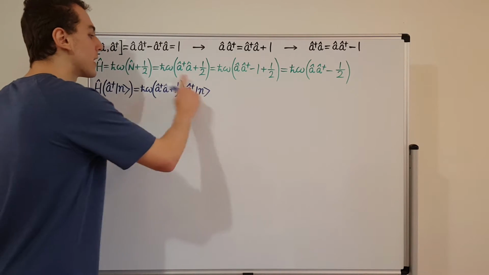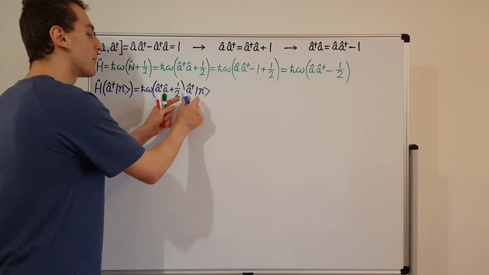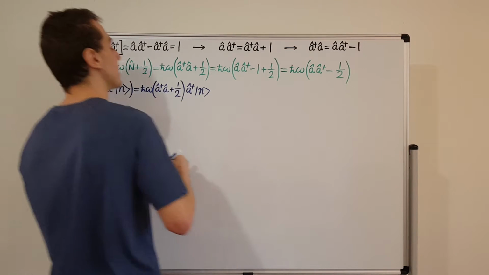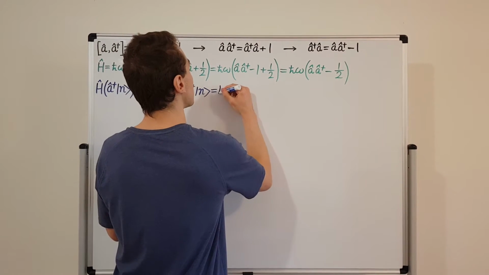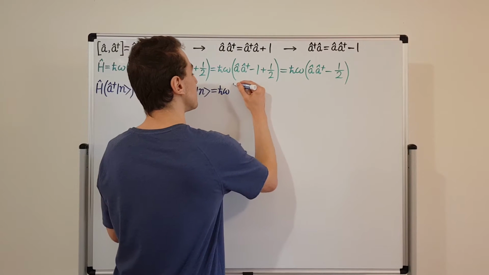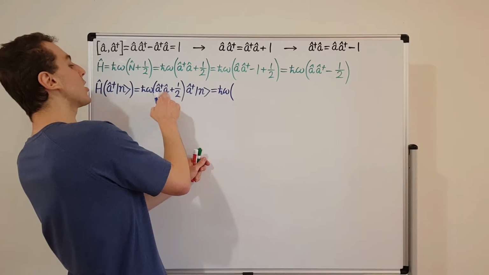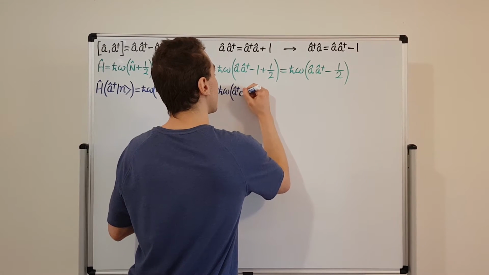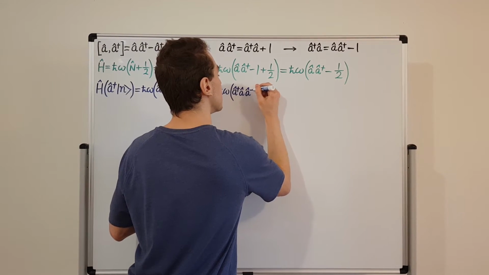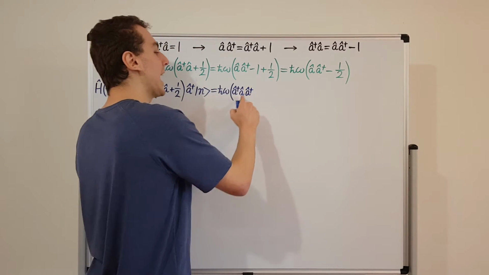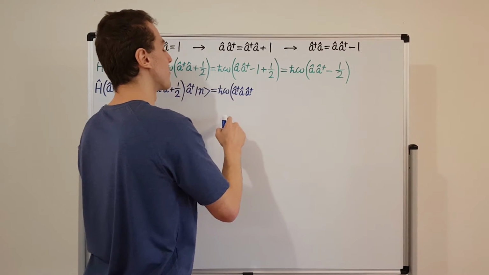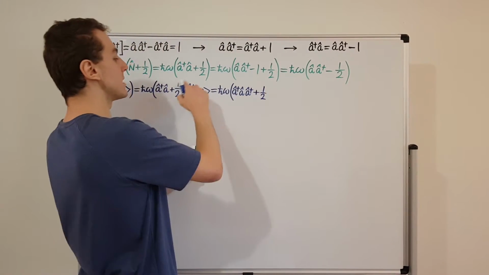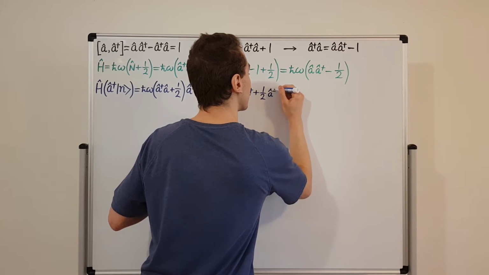Now, let's do some algebraic manipulation on this expression. I'm going to move this a dagger inside the brackets from the right. That gives me this combination. We still have h bar omega out the front, but now I have a dagger a, and then another a dagger. So it's a sandwich: a is sandwiched by two a daggers. And then we have plus 1/2 times this a dagger.